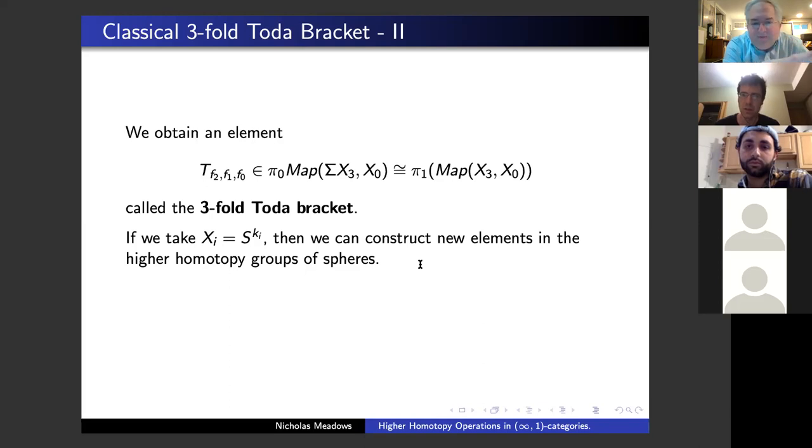Right, but so far they have no connection whatsoever. The only thing is this three-fold Toda bracket seems to be only generating things in pi1. Well, it's pi1 of the space of maps. So if you make X3 into a higher sphere, then I have a K, and it goes from a K sphere to a K+1 sphere, because remember the suspension of a K sphere is homeomorphic to a K+1 sphere. Good. Okay, thank you.